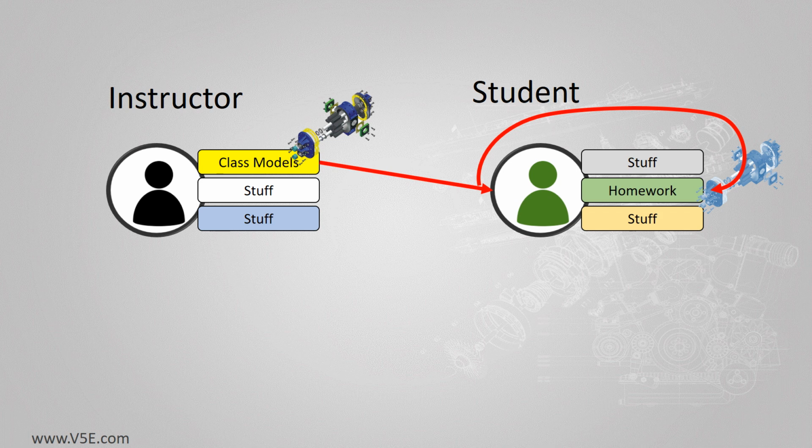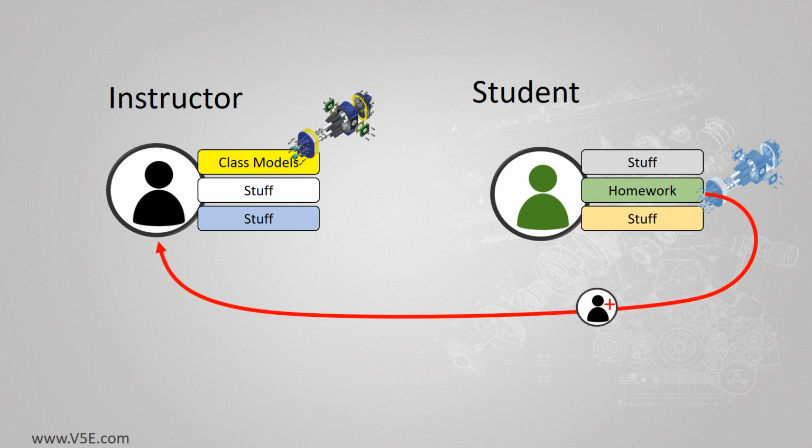A lot of times you may want to name that collaborative space something like your homework. But keep in mind, the instructor does not have access to your collaborative space unless you've given him access. You have to add the instructor as a member to your collaborative space.